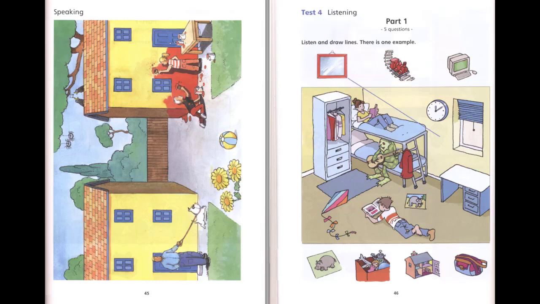Look at Part 1. Now look at the picture. Listen and look. There is one example. Put the mirror under the clock. Sorry, what? Can you put the mirror under the clock, please? OK. Can you see the line? This is an example. Now you listen and draw lines.